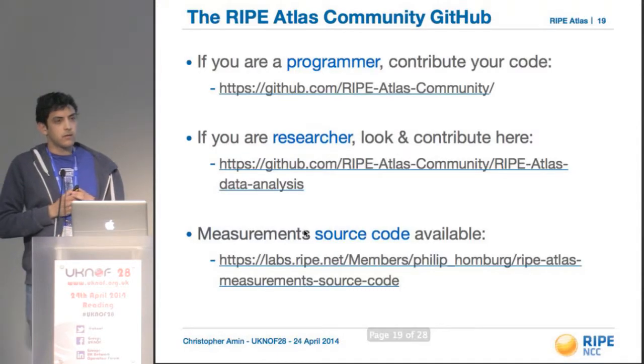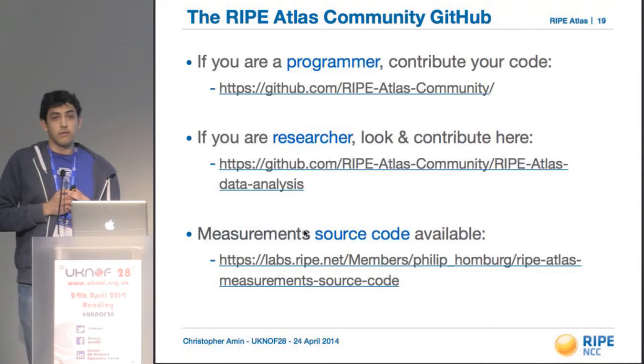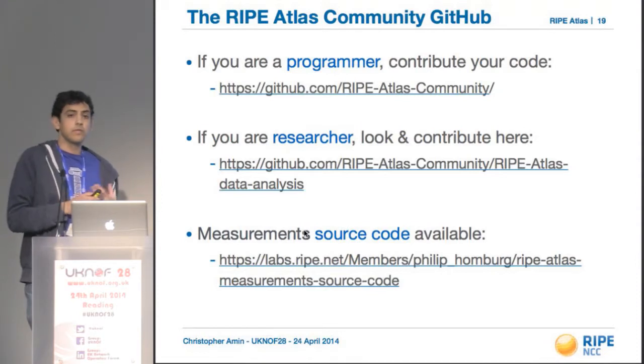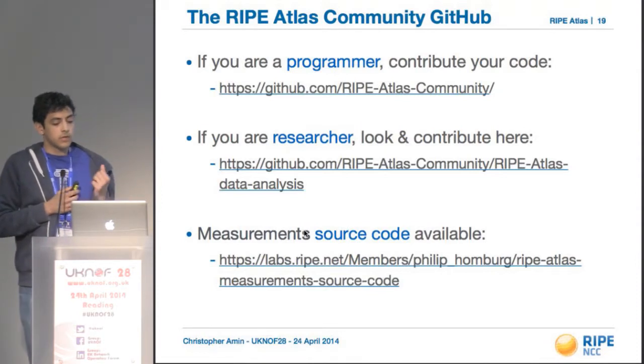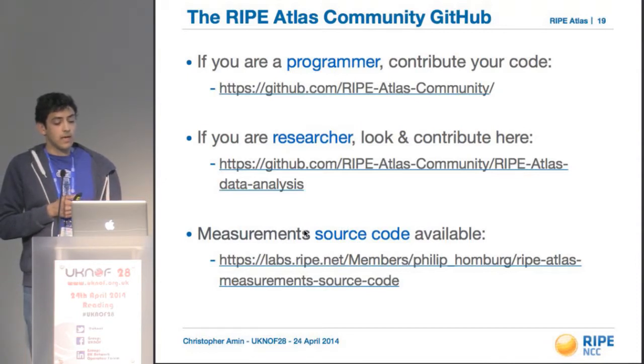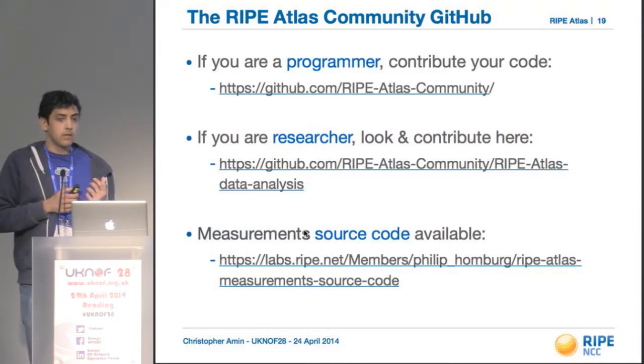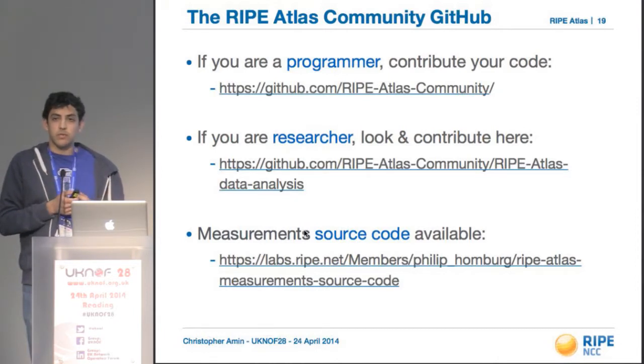So we try and make RIPE Atlas and our other services kind of community-driven as much as possible. I showed you before with the Icinga Nagios checks, there's this RIPE Atlas community GitHub. It has contributed code. It also has contributed research data analysis tools. The source code for the actual measurements, the 4 or 5 measurements which I talked about, is available as well. So that's the code which is actually running on each individual probe.